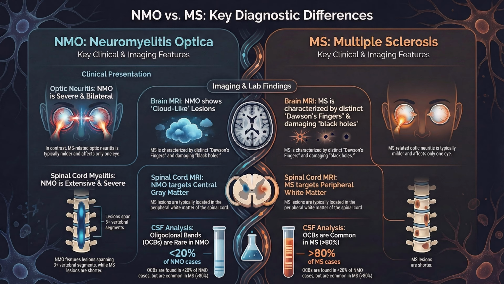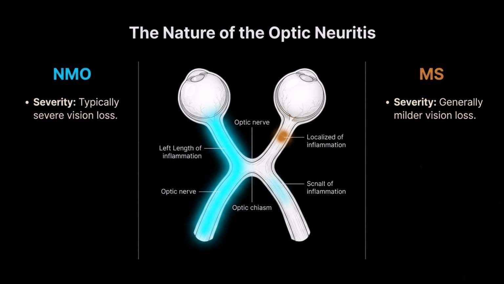Now, this summary frame includes all of the key concepts we're going to cover, but don't worry, we'll break everything down step by step, and we will bring this slide back up at the very end of the video for a quick review. Let's start by looking at the clinical features, specifically focusing on optic neuritis.